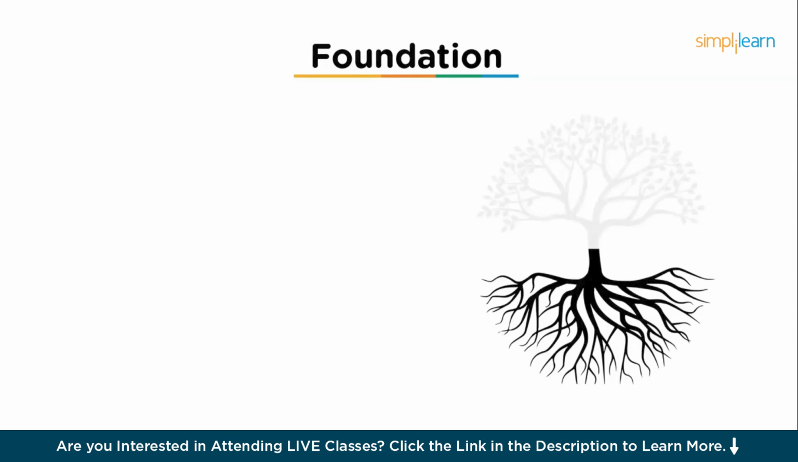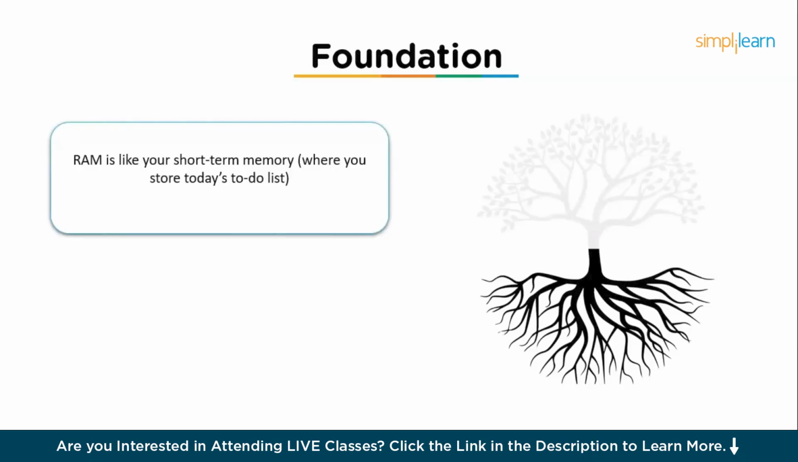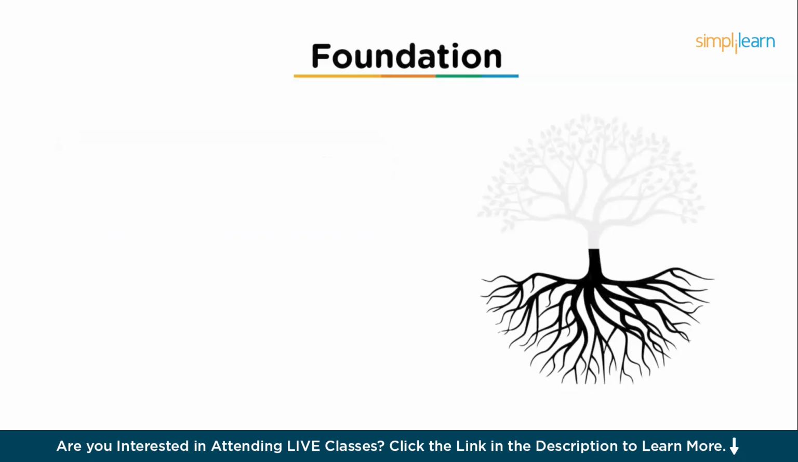Let's start simple. Volatile memory like RAM is fast and temporary. It forgets everything when the power goes out. Non-volatile memory like ROM and flash is just the opposite. It's slower but remembers everything even when powered off.